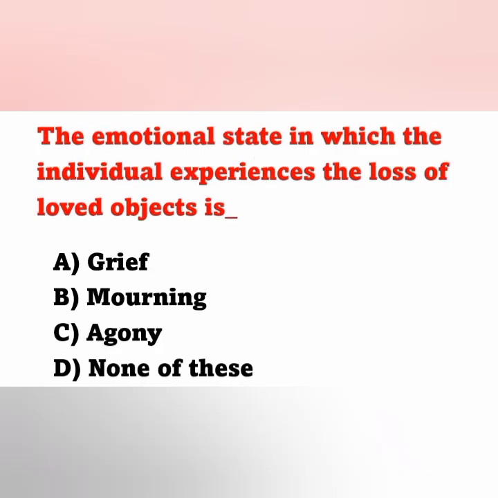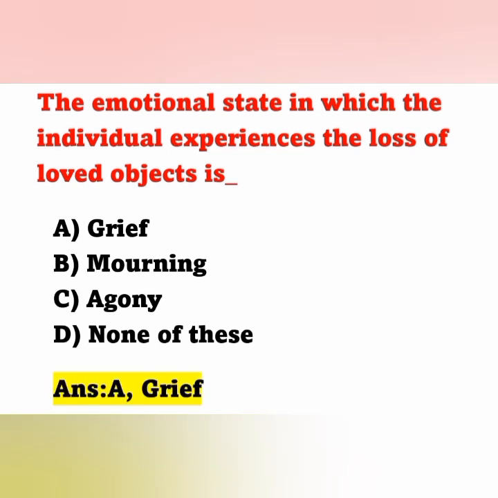And the next question: the emotional state in which the individual experiences the loss of a loved object is: option A, grief; option B, mourning; option C, agony; option D, none of these. The emotional state in which the individual experiences the loss of a loved one or a loved object is known as grief. Option A is the correct answer. Grief means the emotional state in which the individual experiences the loss of loved objects.